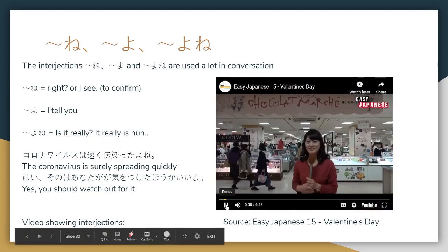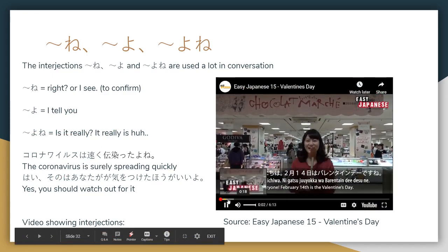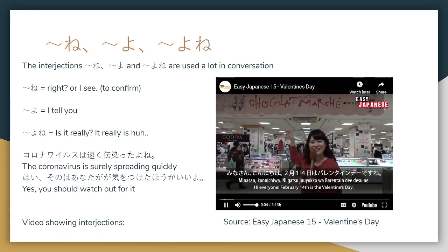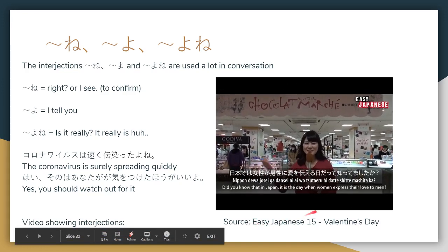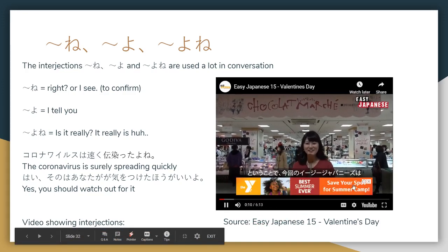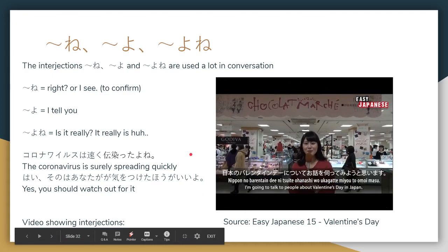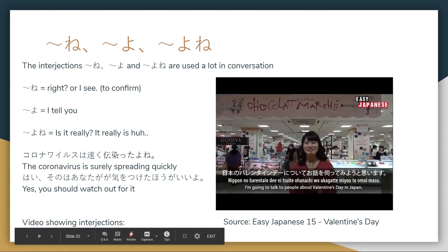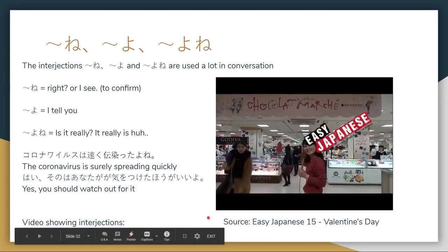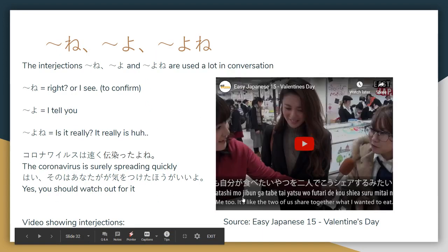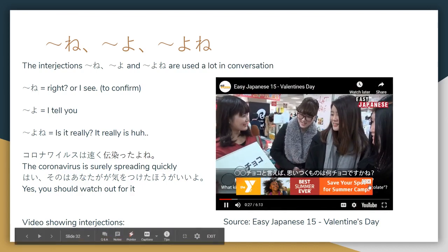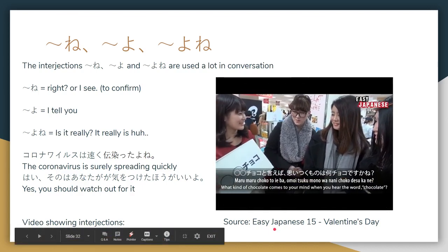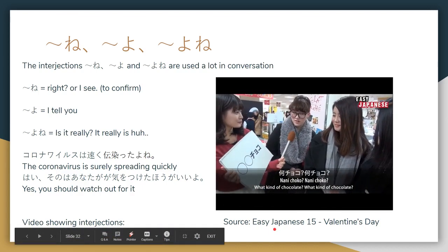Okay, so I'm gonna show you the interjections. See, she just used the ne. She literally just used the ne. I don't know if the sound is on. Oh, sorry. See, there's just a ne right there.